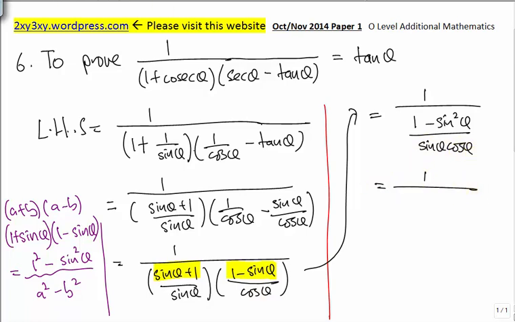The next expression here, 1 minus sine square. We know that sine square theta plus cosine square theta equals 1. So 1 minus sine square is actually equal to cosine square theta. If we bring the sine square over, cosine square is 1 minus sine square. So 1 minus sine square you can simplify as cosine square.